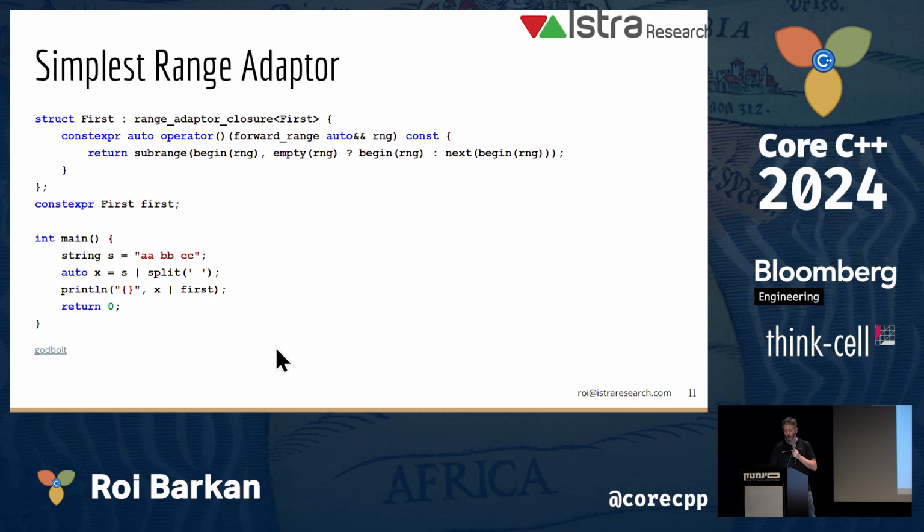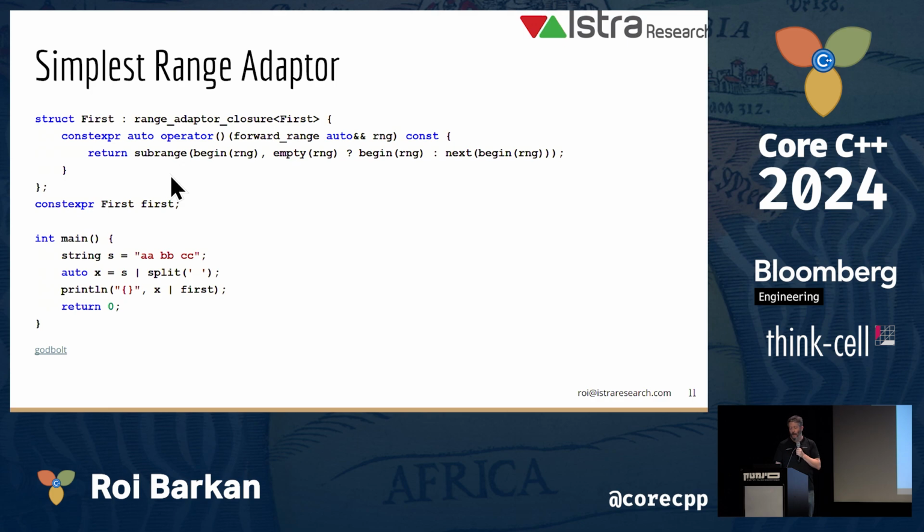There's a link to Godbolt here if you like. And the entire range adapter is just 4 lines of code. I create my struct, I use CRTP style inheritance, and all I need to do is implement the call operator that accepts a forward range as an input. And if I can do it at const per time, I might as well declare this as const.